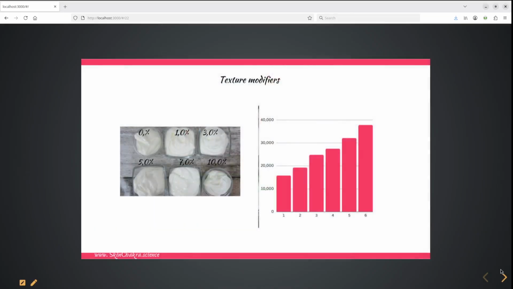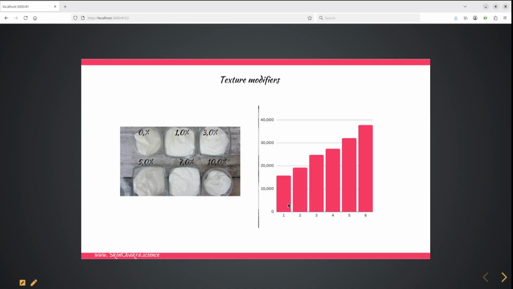You can use texture modifiers to change the viscosity. They definitely make an impact on the viscosity, on the texture, on the appearance, and on the skin feel. One of the texture modifiers that I use very often and like very much is the modified rice starch. You can use other types of starch, but they have slightly different properties and different requirements in terms of time and temperature, but the modified rice starch is the one that I very often use.